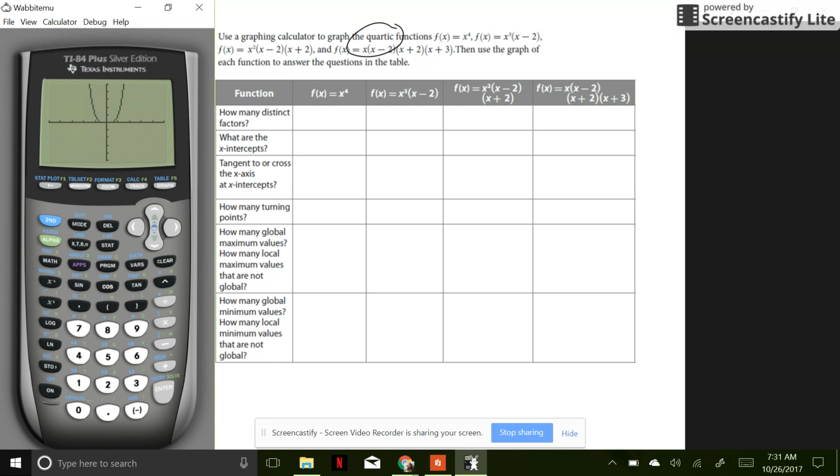What is that intercept where it's touching or crossing the x-axis? That would be at x equals 0. Is it tangent to or does it cross it? It's tangent. It just touches the axis, doesn't cross it. How many turning points does the graph have? In this case, it has 1 turning point where it's changing from decreasing to increasing.